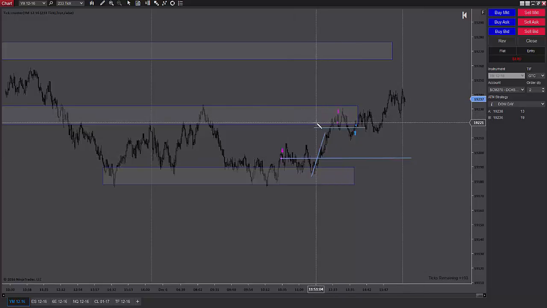I averaged in here on the rotation and the rejection of the area, which was phenomenal. Then the market went down a little. My average in price ended up being at 209. If you go back into the charts, you'll see that that was my average in price. So I was in at 209.